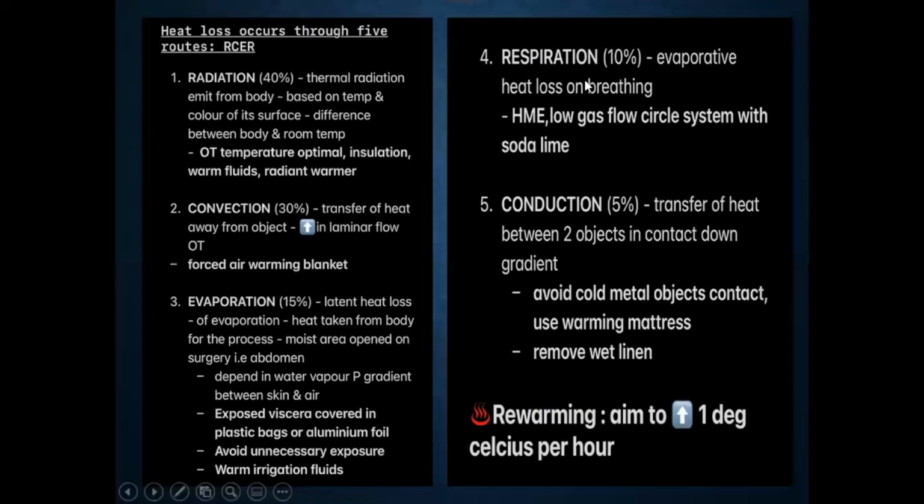Then finally is respiratory loss. You all also know the evaporative heat loss through breathing. And finally is conduction: transfer of heat between two objects in contact, down the gradient. That's why we always put a layer of linen cloth on the patient, between the patient and the OT table, because the OT tables are metal or rubber and can be more cold. If the patient's body is in contact with a cold object, they can also lose heat.